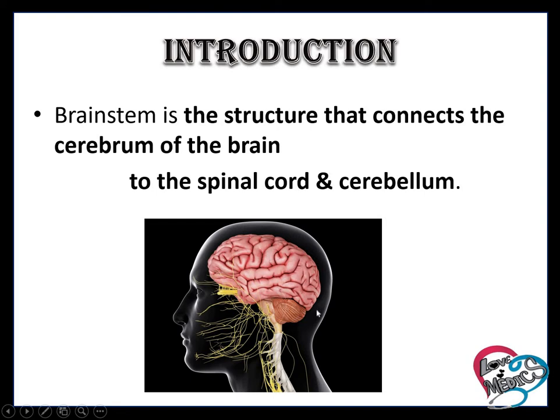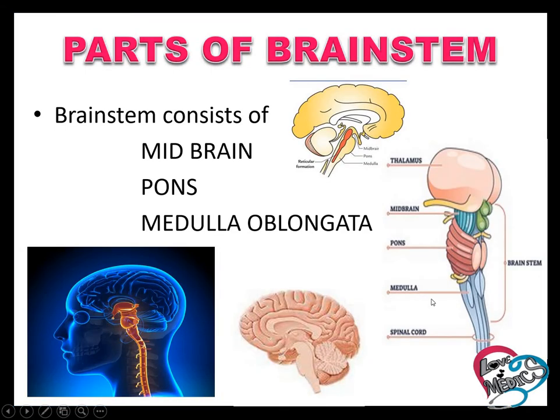Introduction. Brainstem. It is the structure that connects the cerebrum of the brain to the cerebellum and spinal cord. That is the brainstem. The midbrain, pons and medulla oblongata together are called the brainstem. The brainstem consists of midbrain, pons and medulla oblongata.